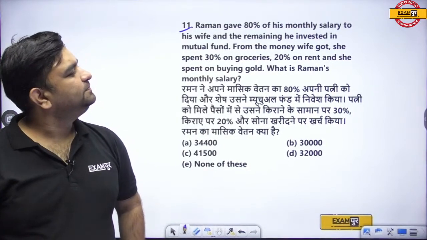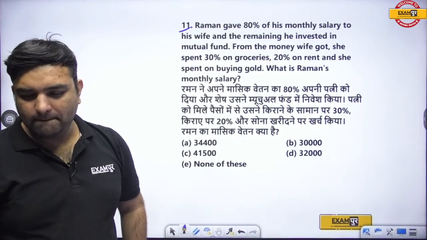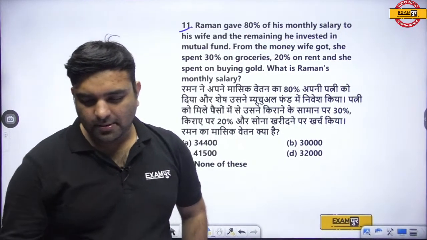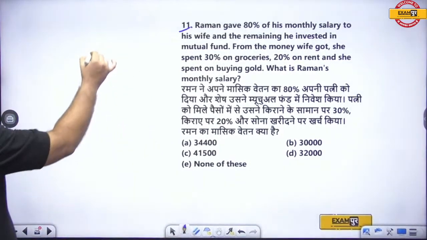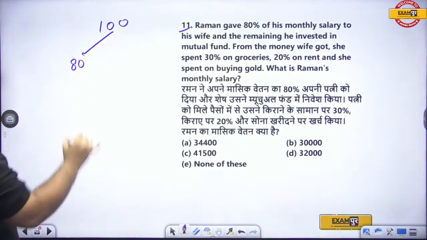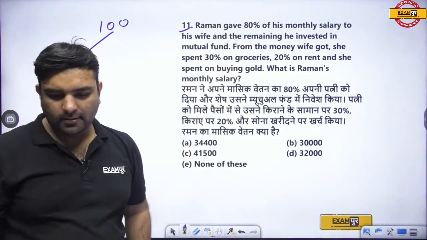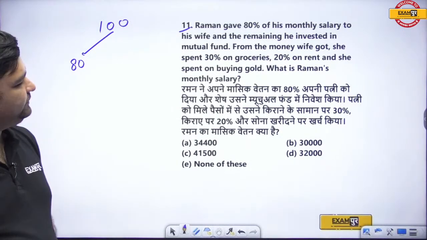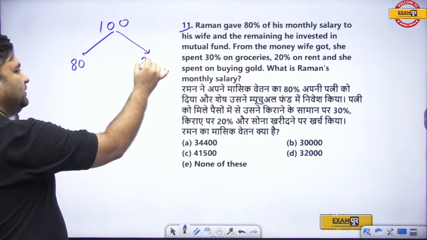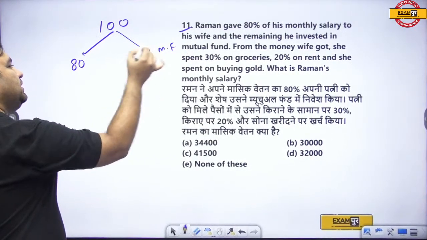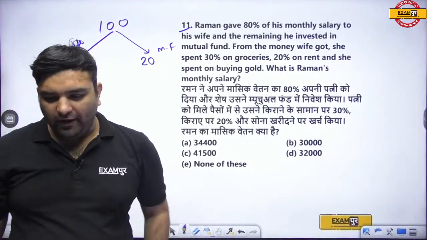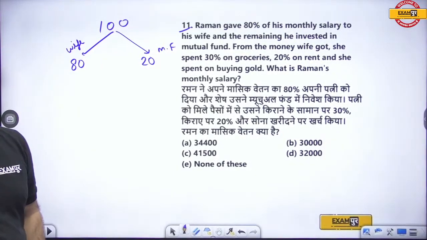So, out of 100, he is giving 80 to his wife. Remaining, he invested in the mutual fund, 20 in mutual fund. Now, the wife will take care of all the expenses.